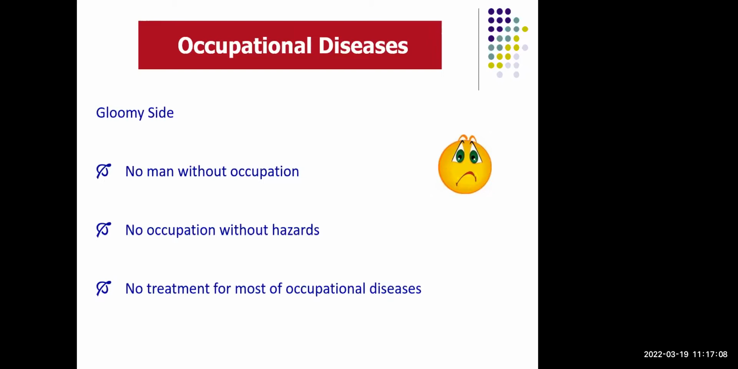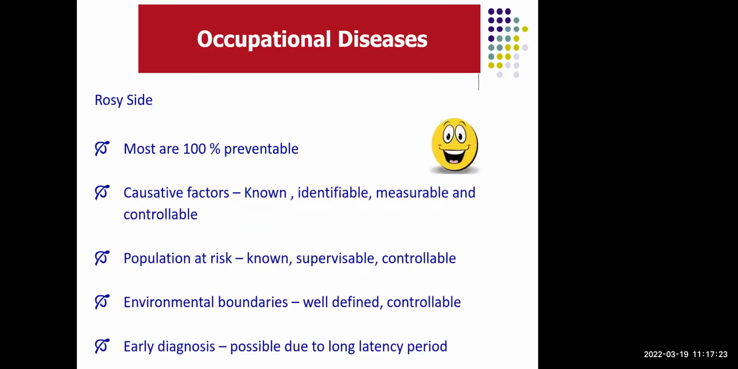Everybody has some hazard or other associated with his or her occupation. And the gloomy side is there is no treatment for most of the occupational diseases. Once the damage has occurred, it's very, very difficult to treat that disease. And that's why prevention is very, very important. But what is the positive side? Most are 100% preventable. The causative factors are known, identifiable, measurable, and controllable. So at your workplace, you know what the hazards are, and how much the person is exposed. Everything is known, identifiable, measurable, and controllable. And in spite of that, if we still don't control it, then it is not totally acceptable.